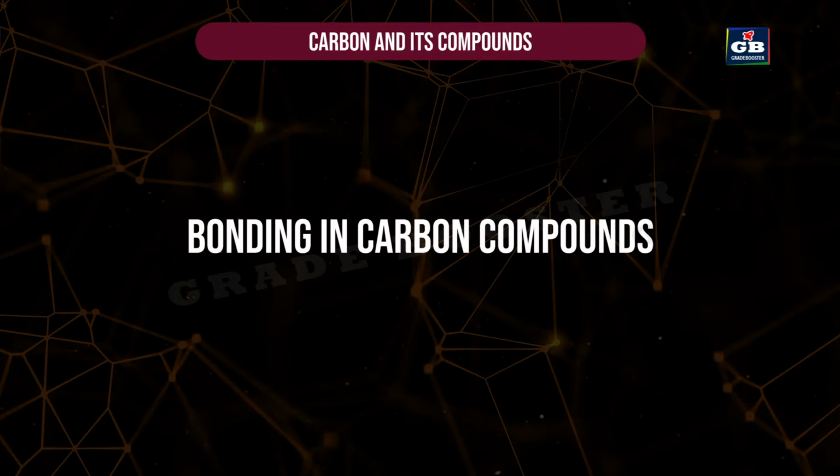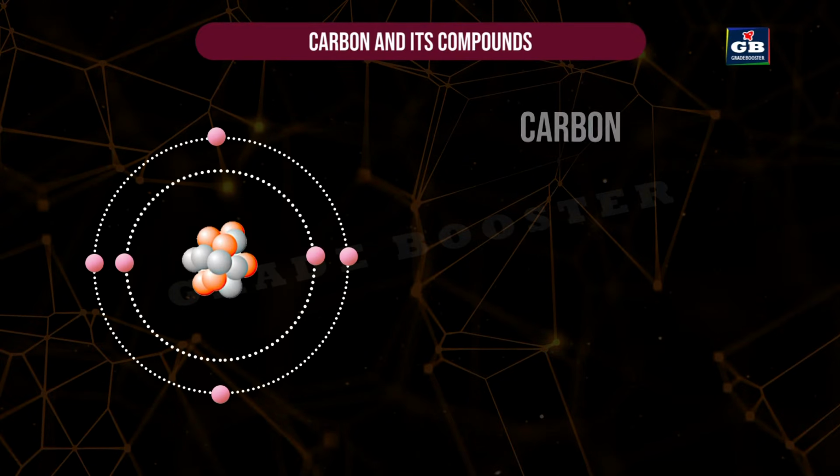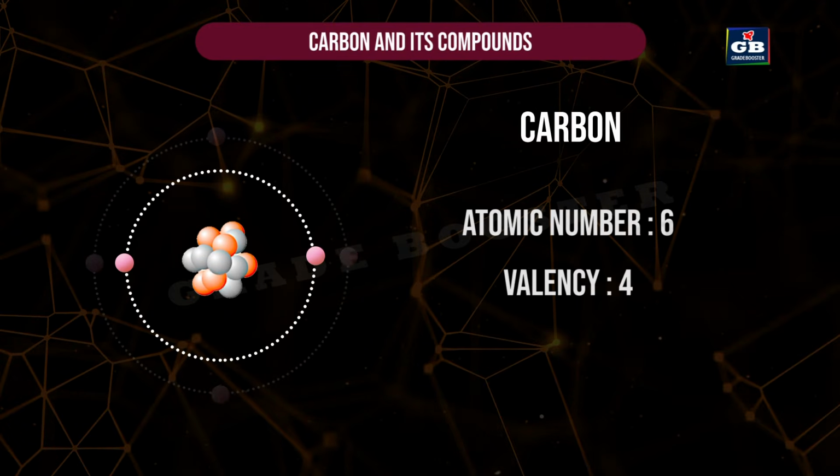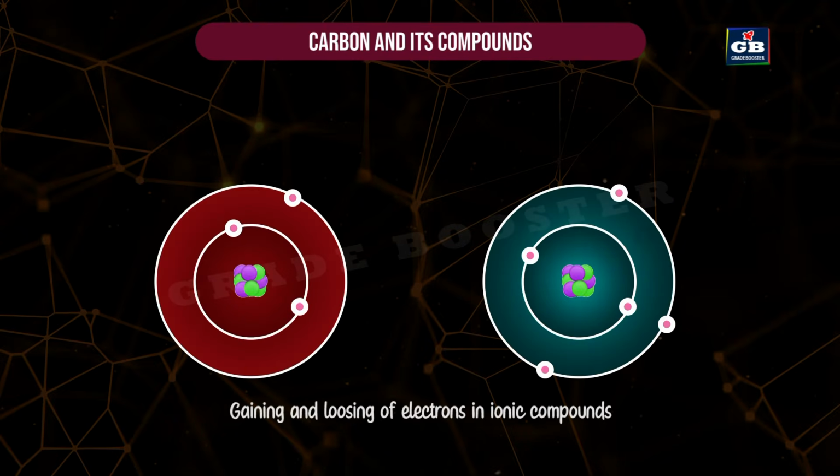Bonding in carbon compounds. The atomic number of carbon is 6. The outermost shell has 4 electrons, so its valency is 4. Generally, ionic compounds attain the noble gas configuration by losing or gaining electrons. But carbon cannot do that.